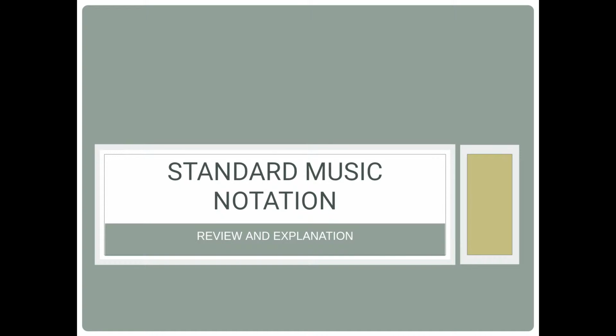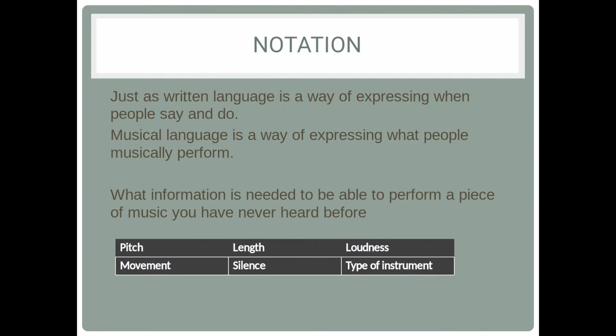Standard music notation review and explanation. Notation. Just as written language is a way of expressing what people say and do, musical language is a way of expressing what people musically perform. What information is needed to be able to perform a piece of music that you've never heard before? First, you need pitch, then length, loudness, movement, silence, and some way to indicate the type of instrument.